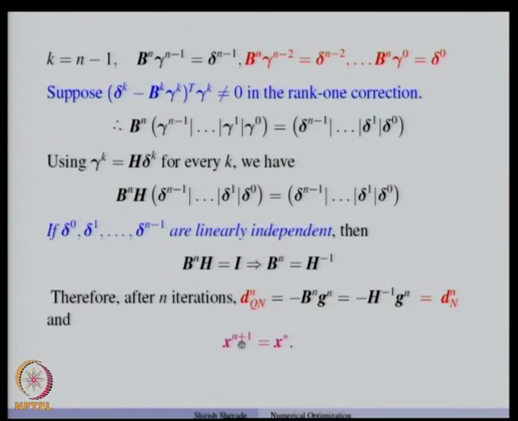So, x n plus 1 will be equal to the actual x star, because at the end of n iterations, we have got a Newton direction, and we know that for a convex quadratic problem, starting from any point, the Newton method takes us to the solution in exactly one iteration for a quadratic function. So we get x n plus 1 to be x star.